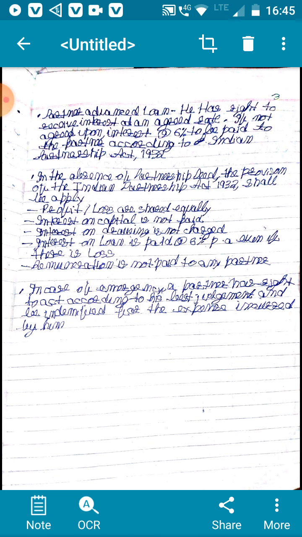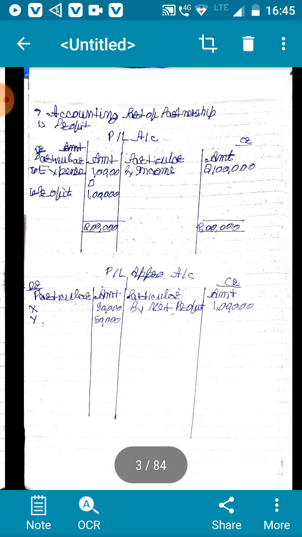Even if there is a loss, remuneration is not paid to any partner. In case of emergency, a partner has the right to act according to his best judgment and be indemnified for the expenses incurred.